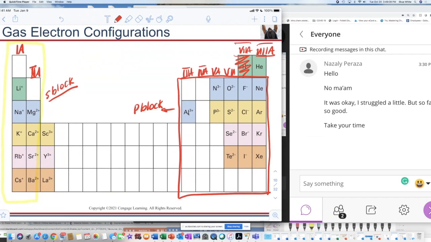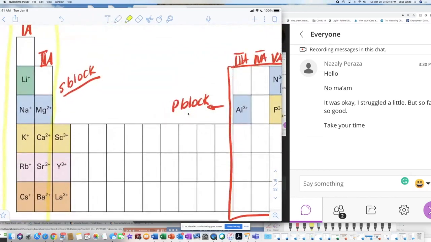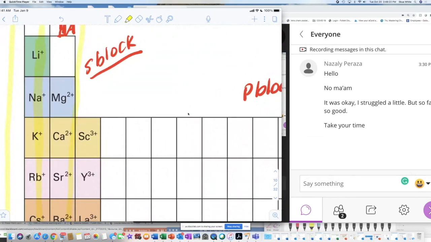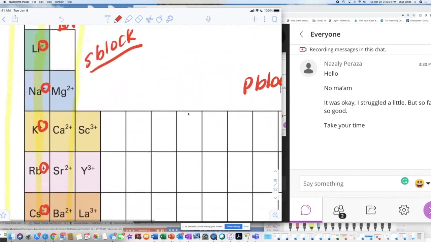Okay, so where was I? Yeah, elements in group 1A. If you look at all of these elements here, what charge do they all have in common? Look at their charges, right? These elements are now being written as cations. How do I know they're cations? Look at the charges: positive, positive, positive, positive, positive. So these are all cations in group 1A.